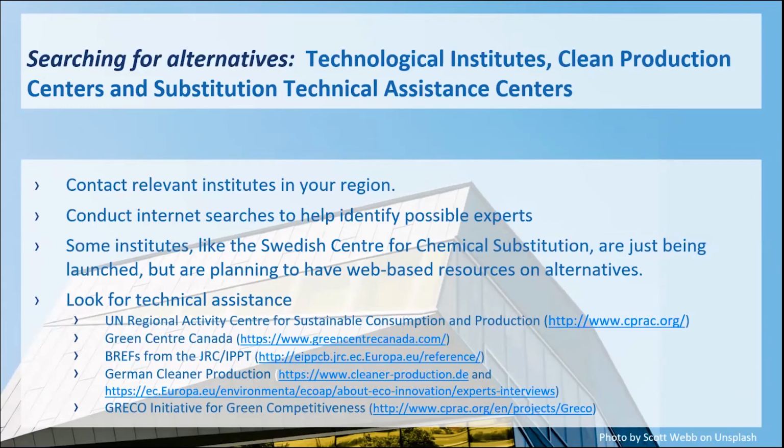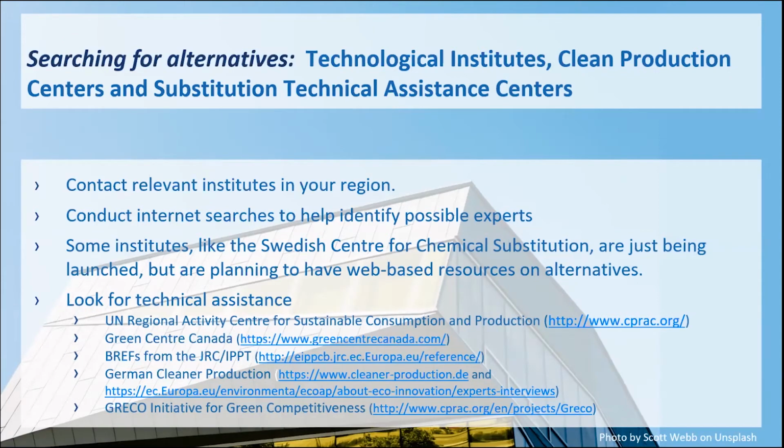Look for web pages and publications on topics related to your application and chemical of concern. Some institutes, like the Swedish Center for Chemical Substitution, which will support companies with information on hazardous chemicals and better alternatives as part of a circular economy, are just being launched, but are planning to have web-based resources on alternatives. Look also for technical assistance centers that focus on substitution support.